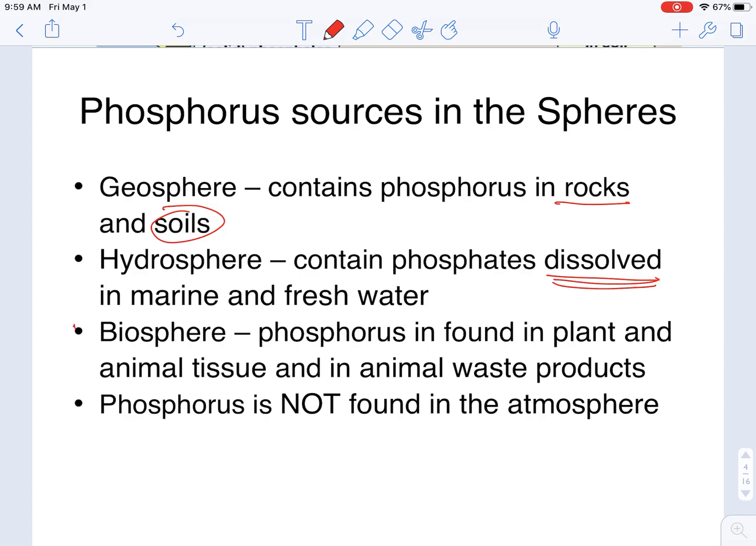Biosphere, it's absolutely critical for life. It's one of those essential nutrients for life. It's in your DNA, it's in all of your different cells, same thing with plant tissue, and then also the waste that both plants and animals produce. You'll find phosphorus there. Okay, so the big thing, the interesting thing, the new thing for the phosphorus cycle is that it's not found at all in the atmosphere. Okay, so if you take anything away from this slide, it's that one. Phosphorus is not found in the atmosphere.